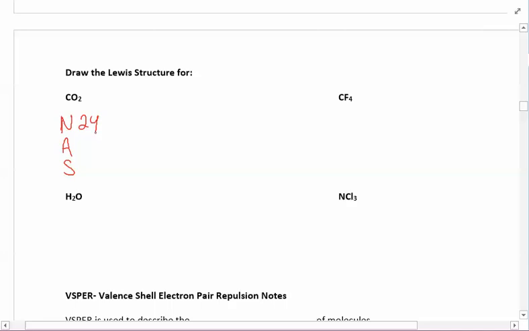Available stands for how many electrons are here. Each carbon has 4, and we have 1 of those. Each oxygen has 6, so we're going to multiply that by 2. We end up with 4 plus 12, which gives us 16. So that's how many electrons we have available. Then we subtract available from needed, and we end up with 8 shared electrons.